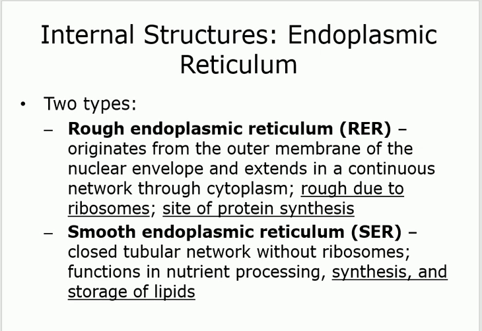Smooth ones are the ones that do not have ribosomes on the surface, and this is basically to make and store lipids. Make and store lipids. Isn't it a different function? Rough, you make proteins and transport proteins. Smooth, lipids. You make it and store it. Okay?